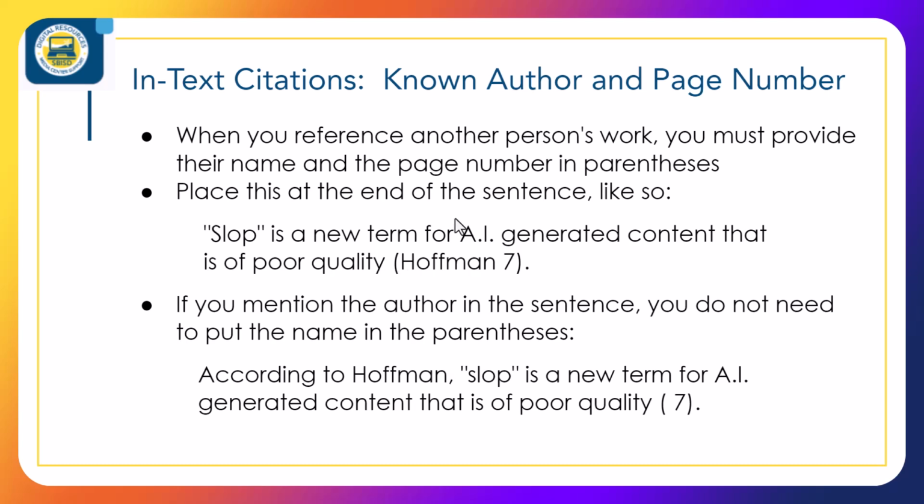Okay? Now, you are able to mention the author in the sentence. In that case, you do not need to put the name in the parentheses. Let's look at this example. According to Hoffman, slop is a new term for AI-generated content that is of poor quality (7). So because I mentioned that this was Hoffman's idea in the sentence, I only need to reference the page number in the in-text citation.